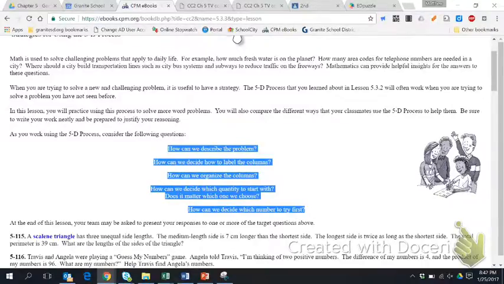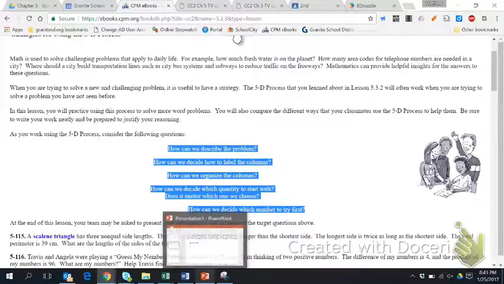How can we describe the problem? How do we decide how to label the columns? How can we organize the columns? How can we decide which quantity to start with? Does it matter which one we choose? How can we decide which number to try first? Okay, well, let's go ahead and begin into our first problem.